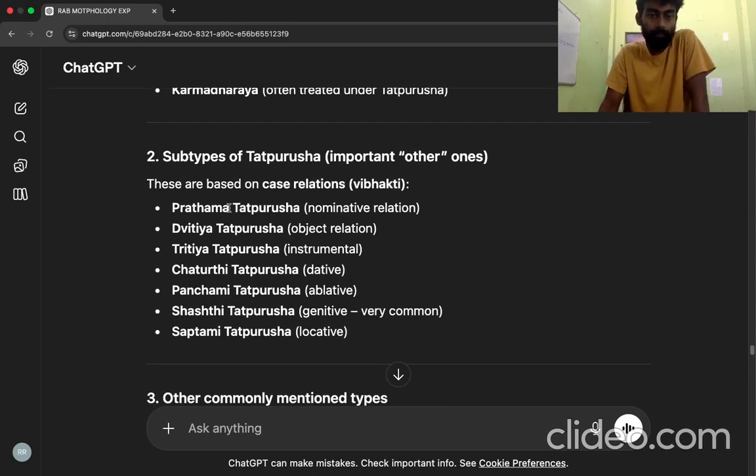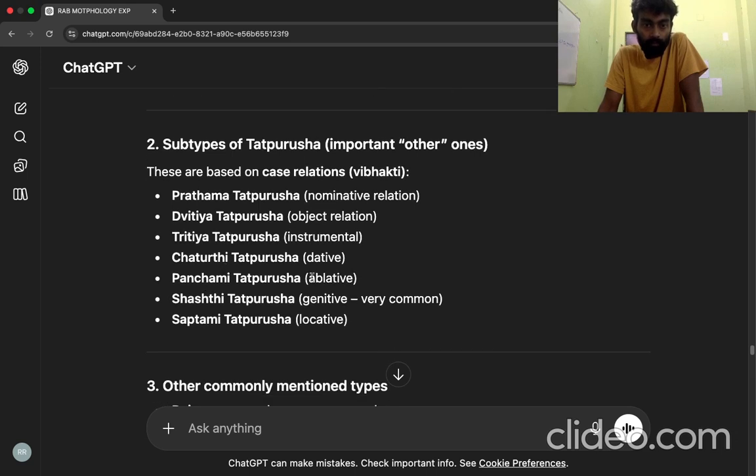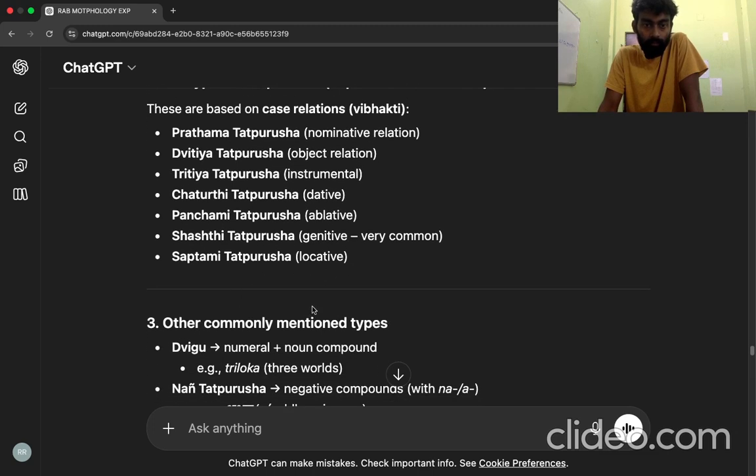Vibhakti: Prathama Tatpurusha, nominative relation. Dvitiya Tatpurusha, object relation. Tritiya Tatpurusha, instrumental. Chaturthi Tatpurusha, dative. Panchami Tatpurusha, ablative. Shashthi Tatpurusha, genitive, very common. Saptami Tatpurusha, locative.